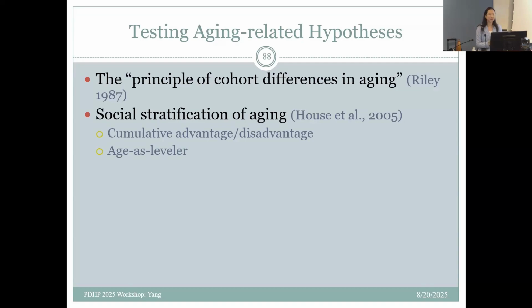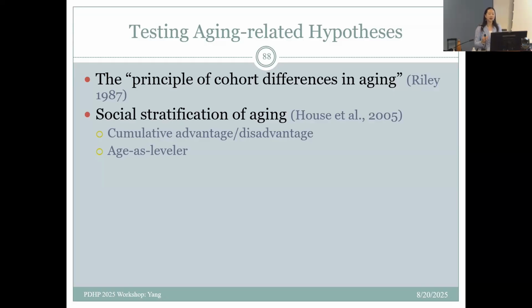Our Jim House here has also been a pioneer scientist that advanced a lot of theories on social stratification of aging, such as cumulative advantage and disadvantage theory that hypothesized increasing social disparities with age, whereas the age-as-leveler hypothesis predicts the opposite, which is decreasing social disparities with age. So that clearly has brought a within-cohort perspective, even though it was not made explicitly so.